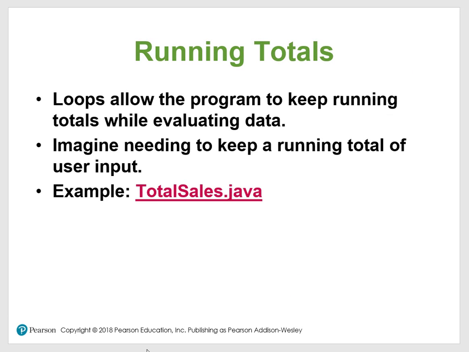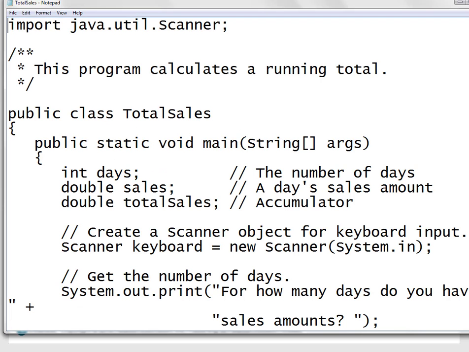So this is part 3 of chapter 5. This is the total sales right now. Look at the declaration of days, double for sales, and total sales as the accumulator. This is important. Anytime you want to add things, you have to have a base to add things to. We call that the accumulator.